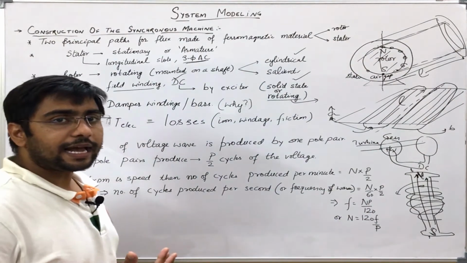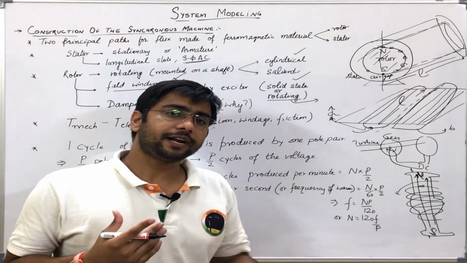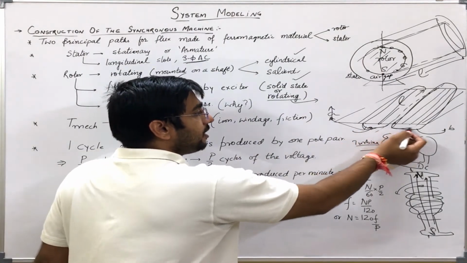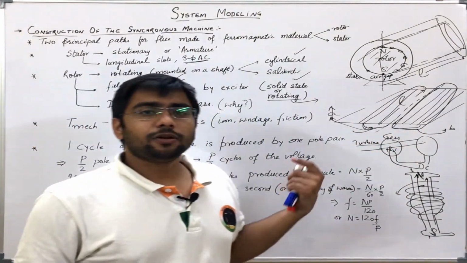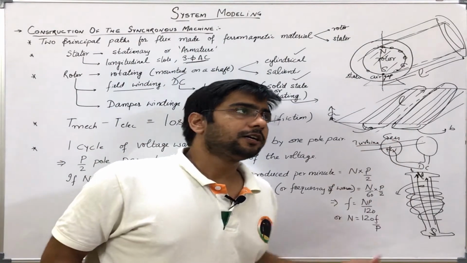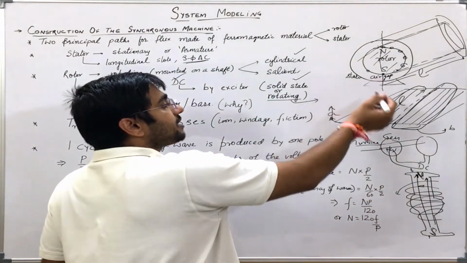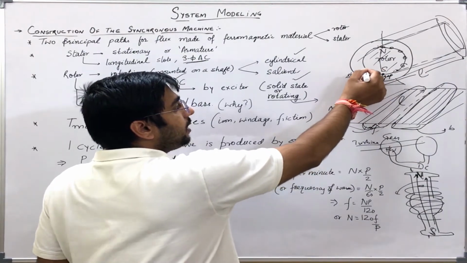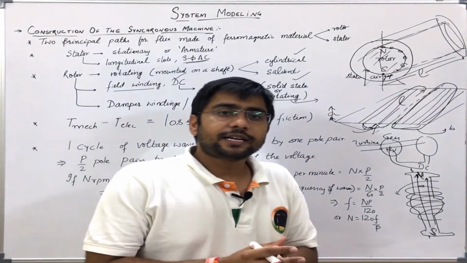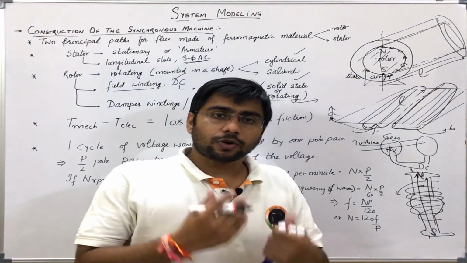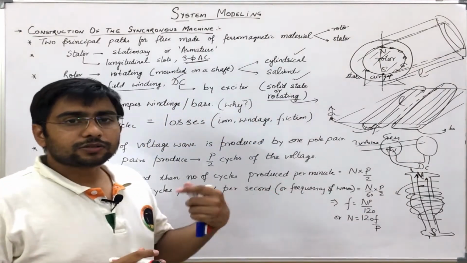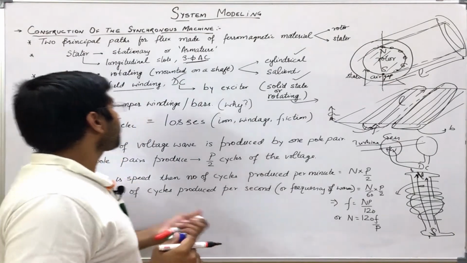Now we know that any current carrying conductor produces magnetic field. So these stator windings, when they carry current, will also produce some magnetic field, and there will be interaction between this field as well as the rotor field, and this interaction will give rise to torque if some conditions are fulfilled, and we will see what those conditions are also.